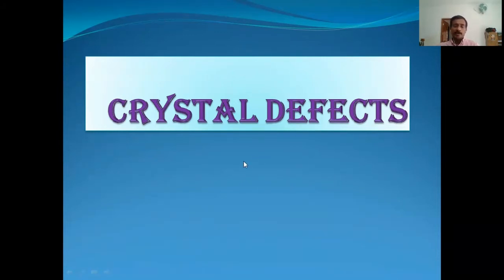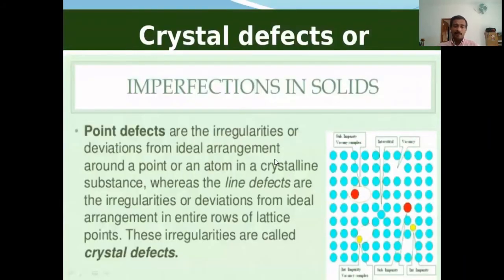There are two types of crystal defects in solids: point defects and line defects. What are point defects? Point defects are irregularities or deviations from ideal arrangement around a point or an atom in a crystalline substance. Around a point, we are expecting a particular pattern of arrangement. If it is destroyed, we can consider it as a point defect.